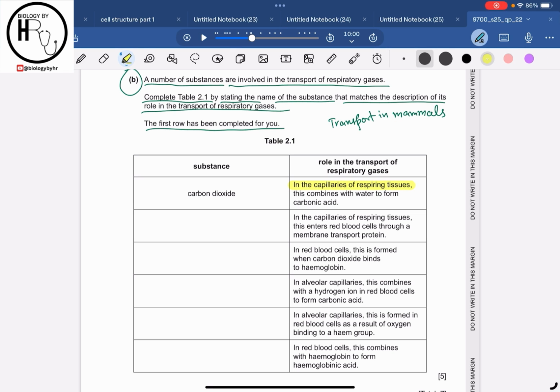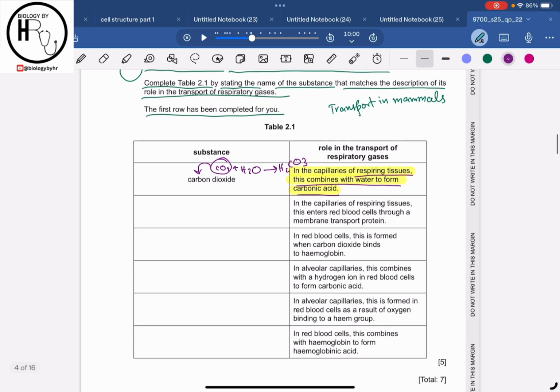In the capillaries of the respiring tissue, this combines with the water to form the carbonic acid. So we know that in the respiring tissues, the carbon dioxide is taken up, right, and transported in the form of the carbonic acid, right? So carbon dioxide basically combines with the water to form the carbonic acid, H2CO3, in the presence of the carbonic anhydrase. So it would be the carbon dioxide. That's why they have written carbon dioxide. Now we have to solve the similar rows according to this.